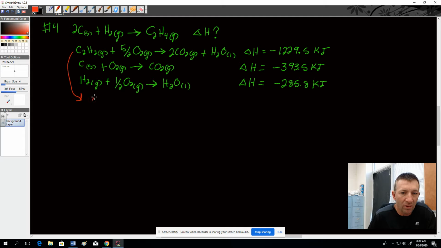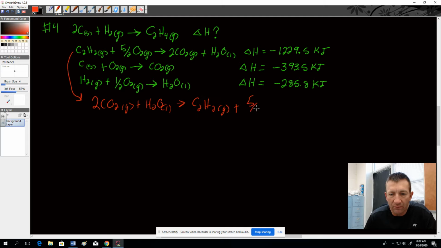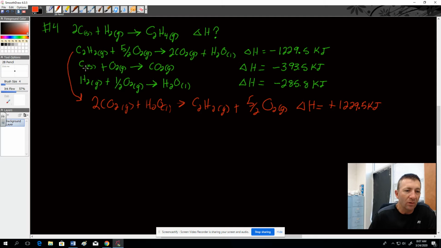So we're going to write 2CO2 gas plus H2O liquid goes to make C2H2 gas plus 5/2 O2 gas. And our delta H, since we reversed the reaction, we have to reverse that sign. So it's going to equal a positive 1,229.5 kilojoules.